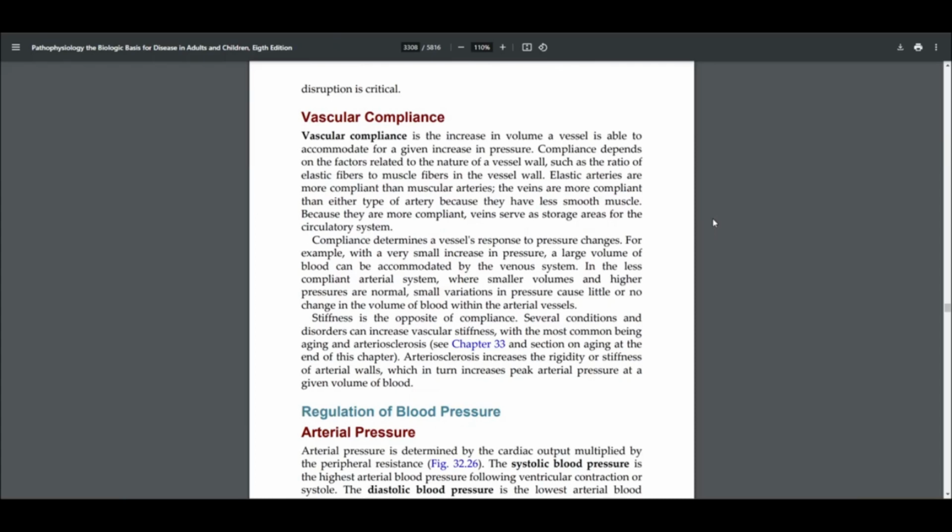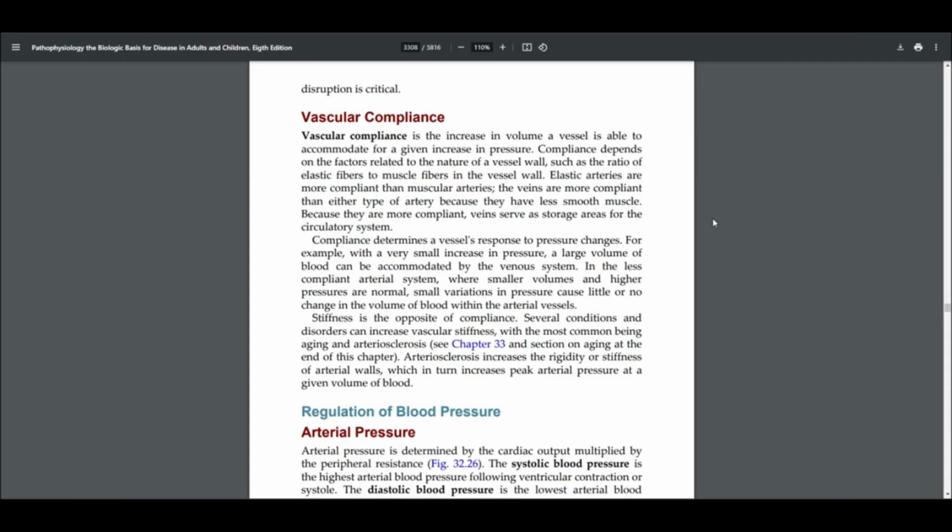Vascular compliance. Vascular compliance is the increase in volume a vessel is able to accommodate for a given increase in pressure. Compliance depends on factors related to the nature of the vessel wall, such as the ratio of elastic fibers to muscle fibers in the vessel wall. Elastic arteries are more compliant than muscular arteries. The veins are more compliant than either type of artery because they have less smooth muscle.